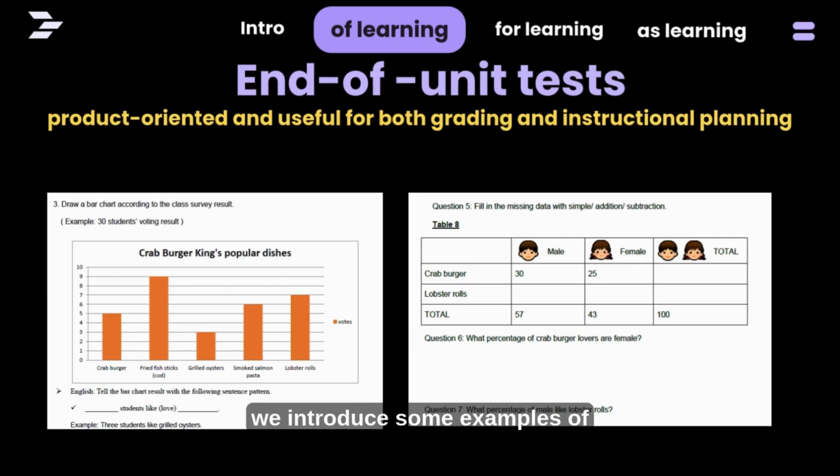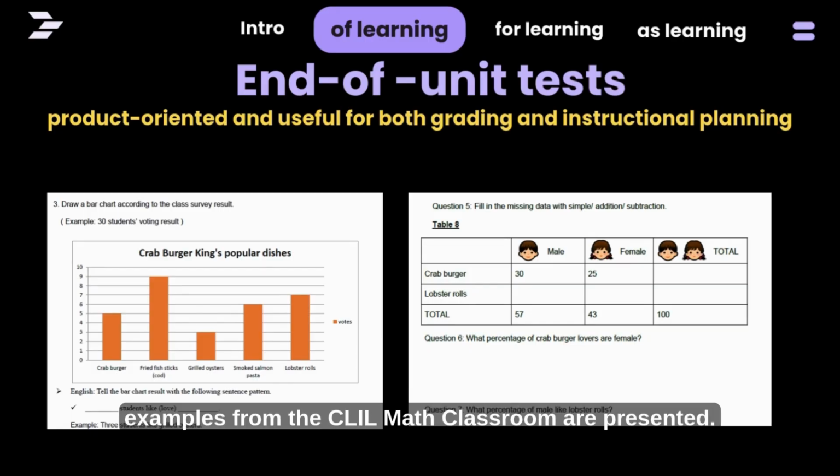In this slide, we introduce some examples of end of unit tests. End of unit tests are product oriented. They are useful not only for grading, but also for instructional planning. They show teachers what learners have mastered and where they might need extra support.